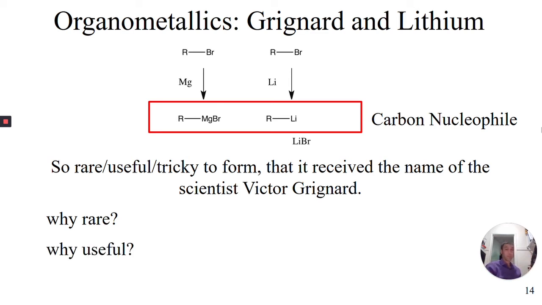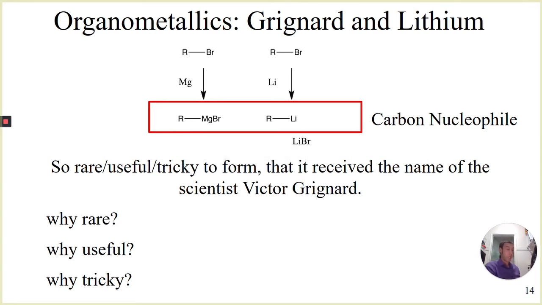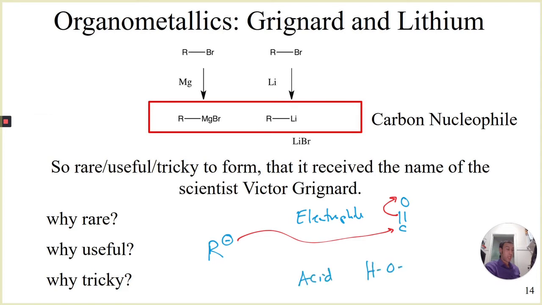Okay? And then tricky. Well, it's the same reason why it was problematic as rare: it's exceptionally reactive. That negative carbon can react with electrophiles. It can also react with bases. So we could put in a nice little electrophile here, our carbonyl. Our R minus can do a great job attacking that carbonyl carbon and busting it open. It could also react with acids, say water. Okay, what would that produce?